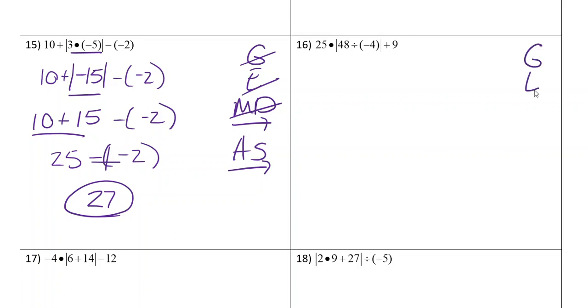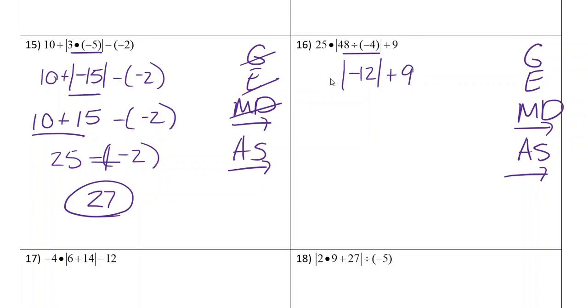So grouping, exponent, multiply, divide, add, subtract. Grouping first. So 48 divided by negative 4 would end up being negative 12 in absolute value still. But then that turns into positive 12 because it's an absolute value. So no more groupings, no more exponents. I do have multiplication here. I need to do 25 times 12.